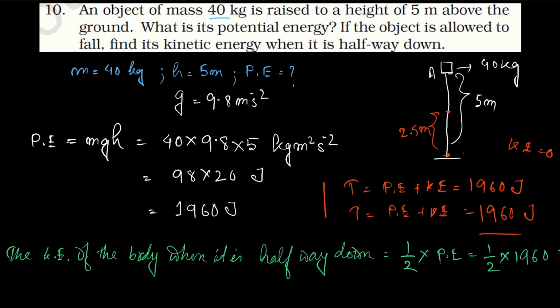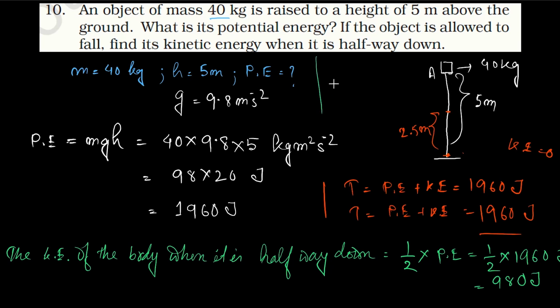It is half of 1960 joule. The energy will be how much? 980 joule. So that is the answer of the question, right? If you need confirmation of this answer, if the potential energy becomes half, that is this much, you are going to get 980 joule.